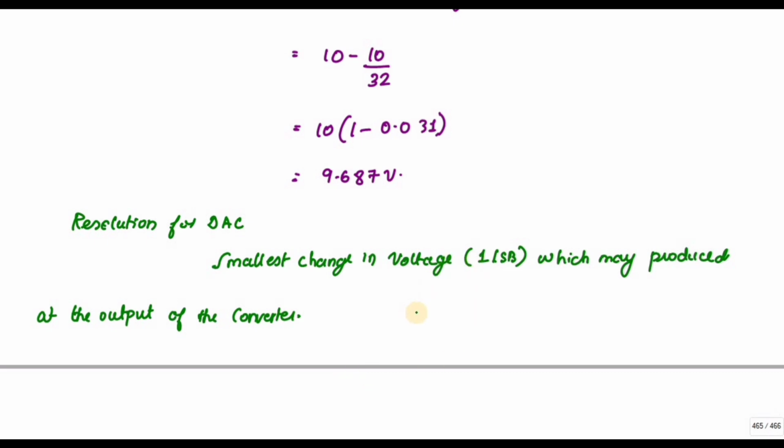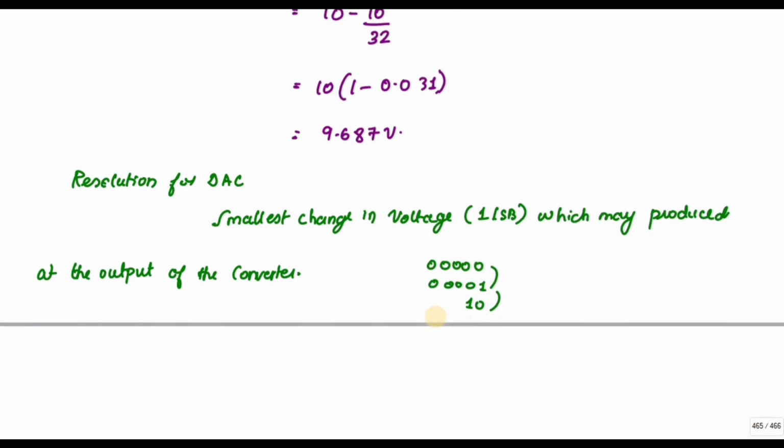So even if there is a small change in the DAC, it should produce us a value. You can see even for this one you have to produce some value, right? For 1 0 it has to produce some analog output. So this is about the resolution.